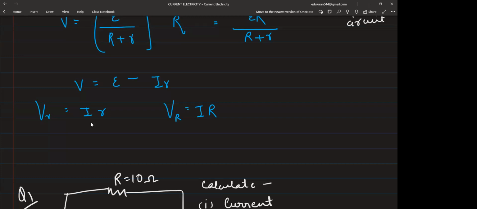I'll discuss this formula in detail with you because this wasn't done with you. You know one potential is the EMF, and one potential is this. How can you calculate the net potential? By taking the difference. So that's why it becomes E minus Ir. There's a condition. We will see this formula again and the details of this formula.